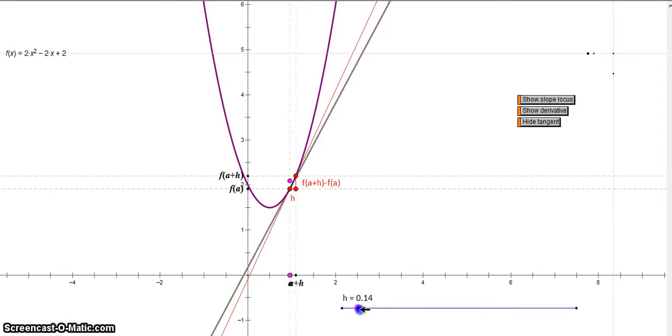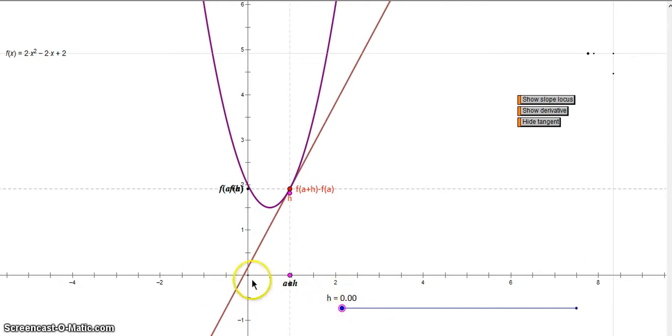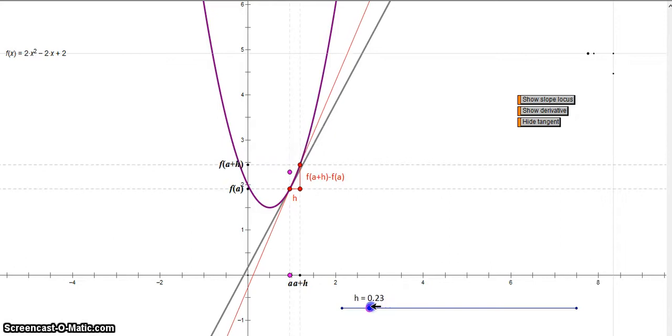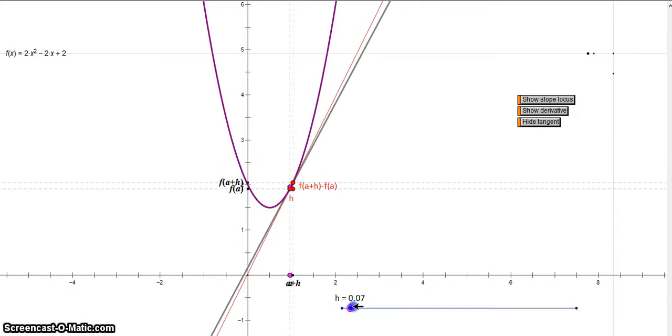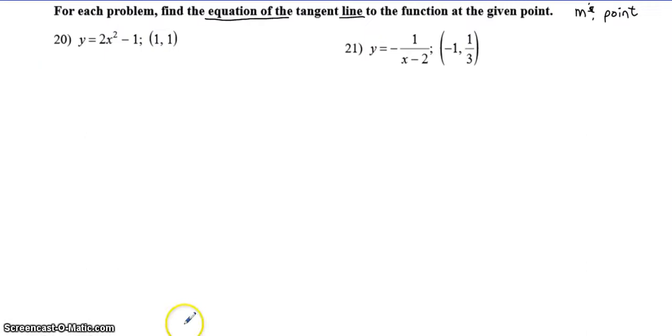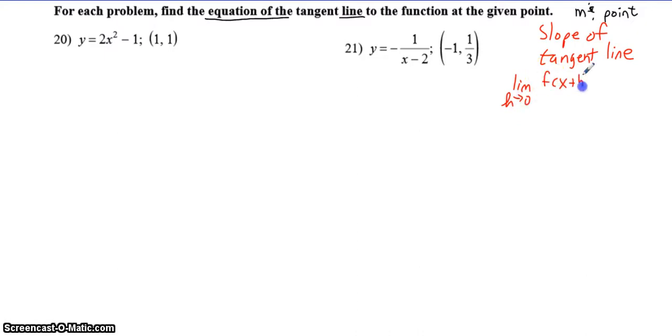So as h approaches 0, that line approaches the tangent. Again, we can't find the slope at 1 point. We need 2 points. What 2 points? Well, the 2 points as h approaches 0. That's right. Another limit. Not just another limit, that same limit we did before. So the slope for the tangent line is the limit as h approaches 0 of f of x plus h minus f of x, all over h.